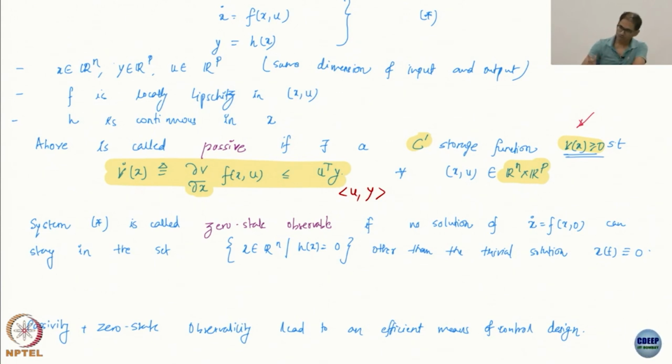This is also very similar. Here you say that if you look at the set h(x) equal to 0, all the states where h(x) equal to 0, we are saying no solution of x dot equal to f(x, 0) will stay in this set except the equilibrium, except the 0 state or the 0 trajectory. Okay.